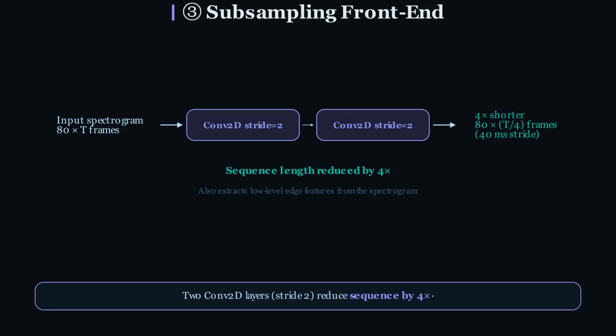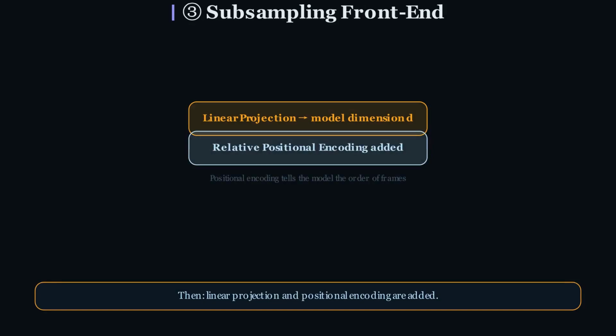2 successive 2-dimensional convolutional layers, each with a stride of 2, compress the time dimension by a factor of 4. 10 millisecond frames become 40 millisecond frames. This dramatically cuts the cost of subsequent attention layers. After subsampling, a linear projection aligns the channel depth with the model's hidden dimension. Relative positional encodings are then injected to give the attention module a sense of frame order.